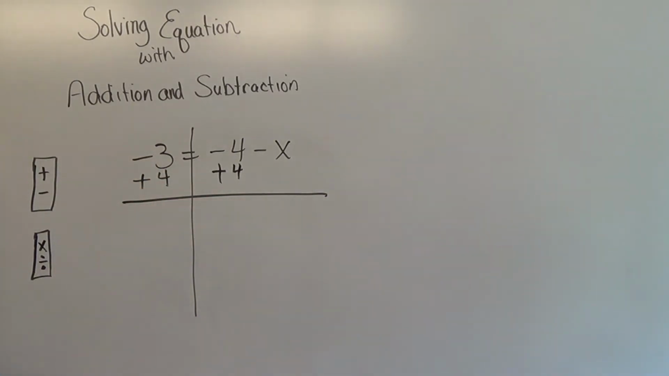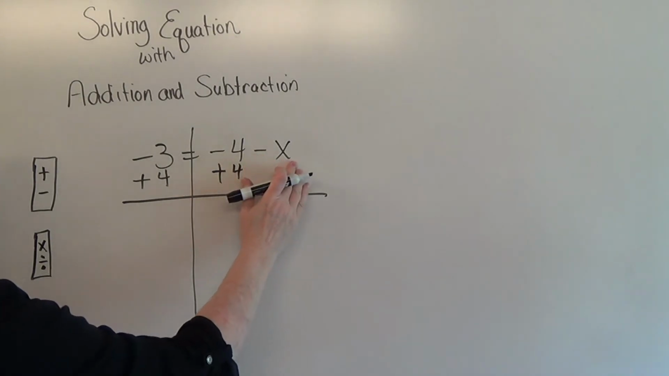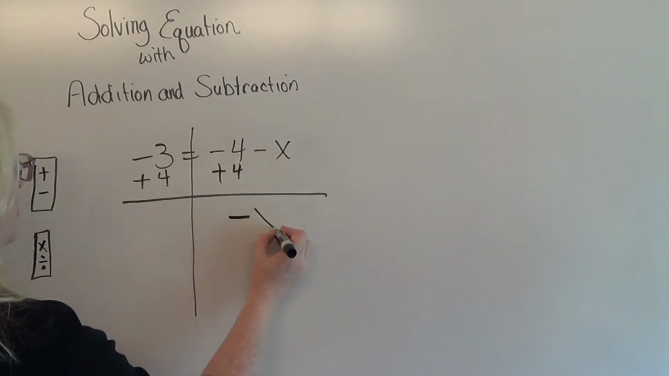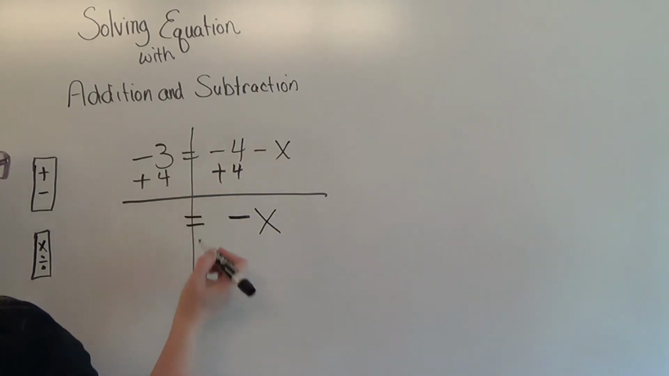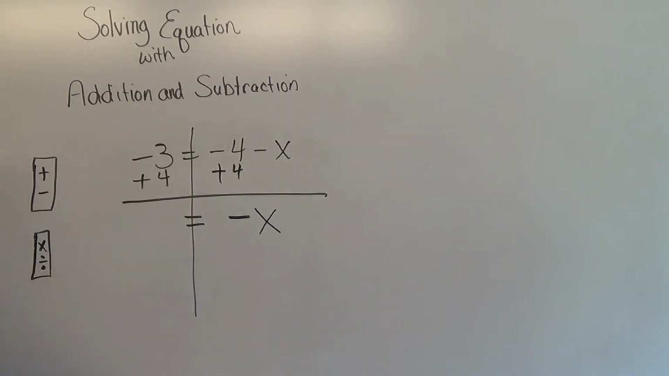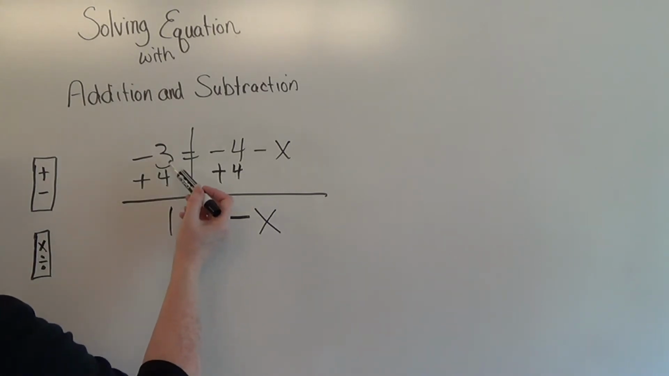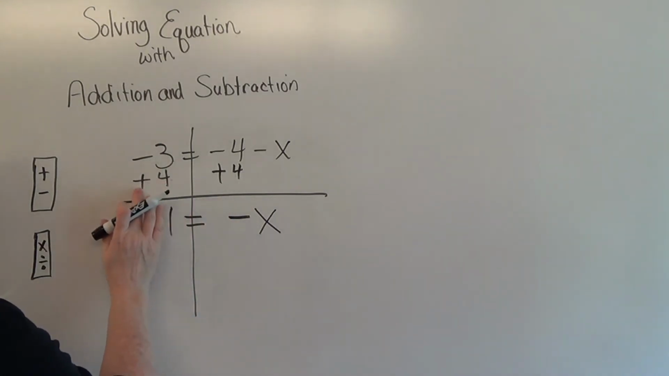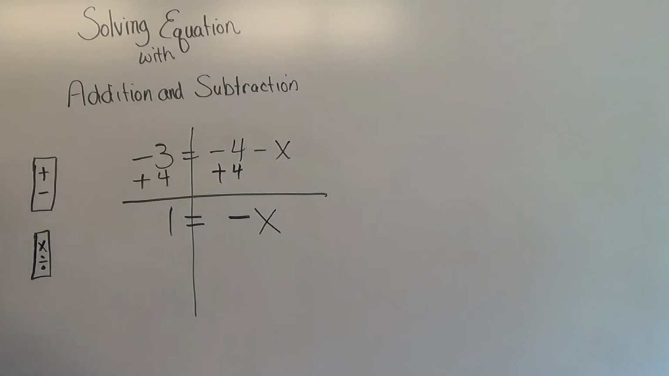Now this time, if you notice, there's a negative sign in front of the x. I actually have to bring that down. There's my equal. And I've got a negative 3 and a positive 4. They're different, so I subtract. And I keep the sign of the bigger number. So I have 3 and 4. 4 is the bigger number, and the sign in front of it is positive.